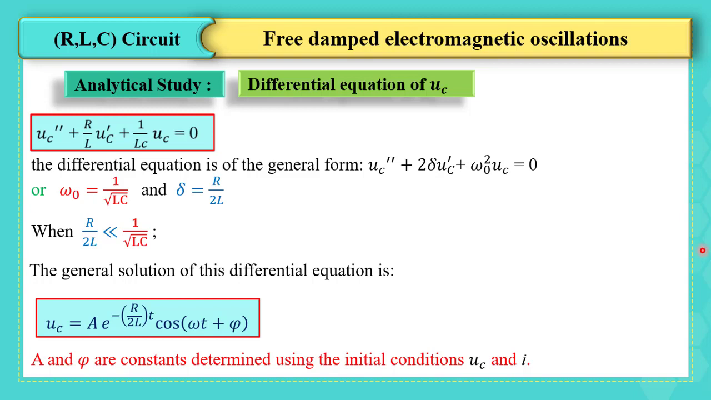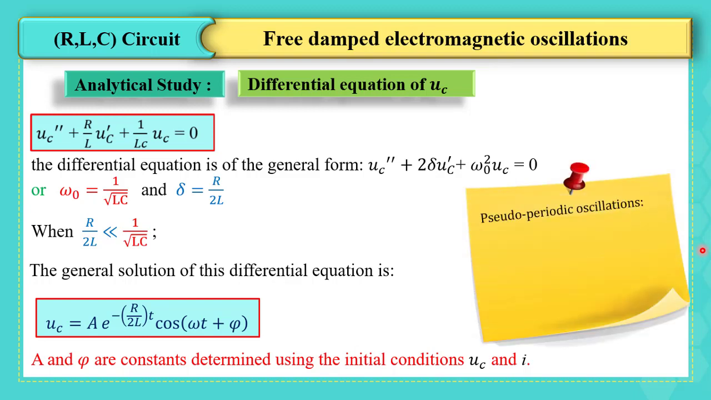Note that the oscillations here are called pseudo-periodic, of period T equals to 2 pi over omega, which is greater than the proper period T0. T increases with R. Omega is written then as radical 1 over LC minus R over 2L squared. If R is very small, then T is approximately equal to T0.